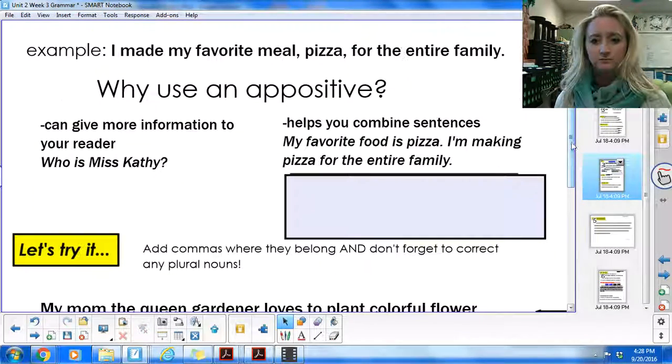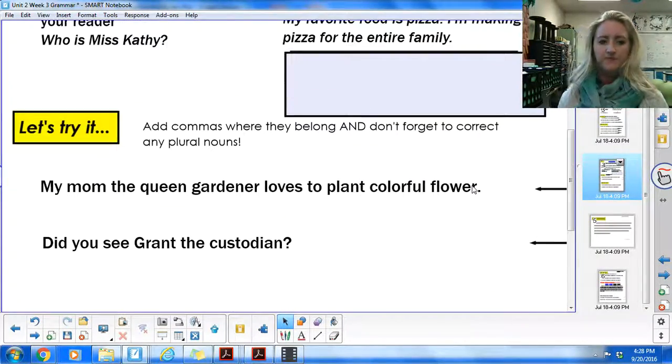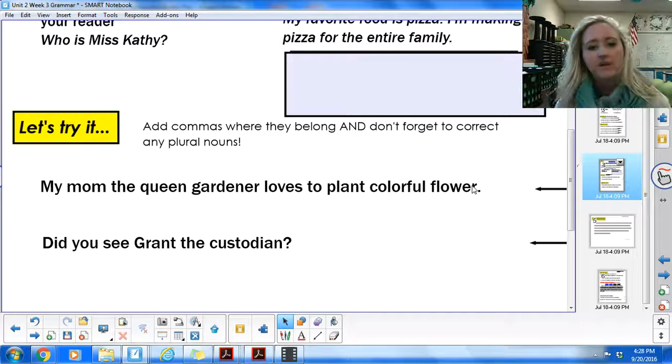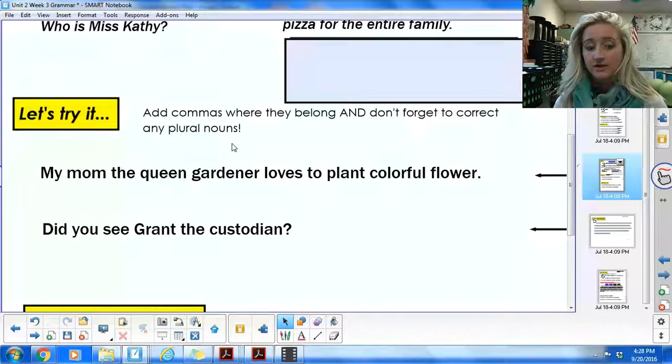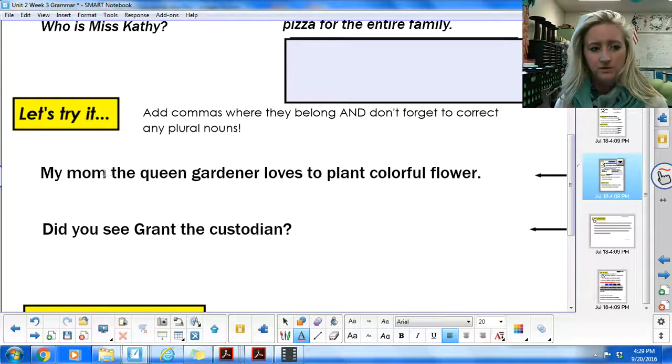So my thing's jumping around a little bit here. Add commas where they belong, and don't forget to correct any plural nouns. So watch on your assignment. You might have to add in commas to make appositives, but you might also have to fix some plural nouns. So we have, my mom, the queen gardener, loves to plant colorful flower. Okay, well, my mom, I notice here that she is the one that's the queen gardener.